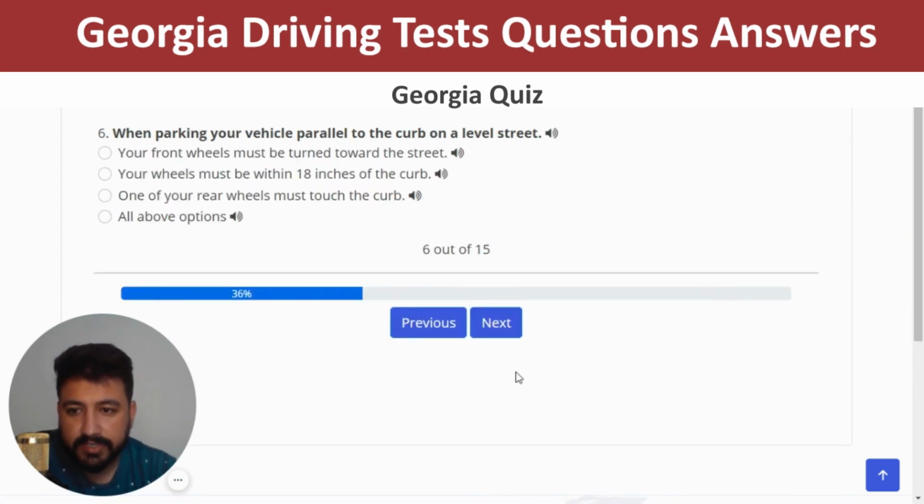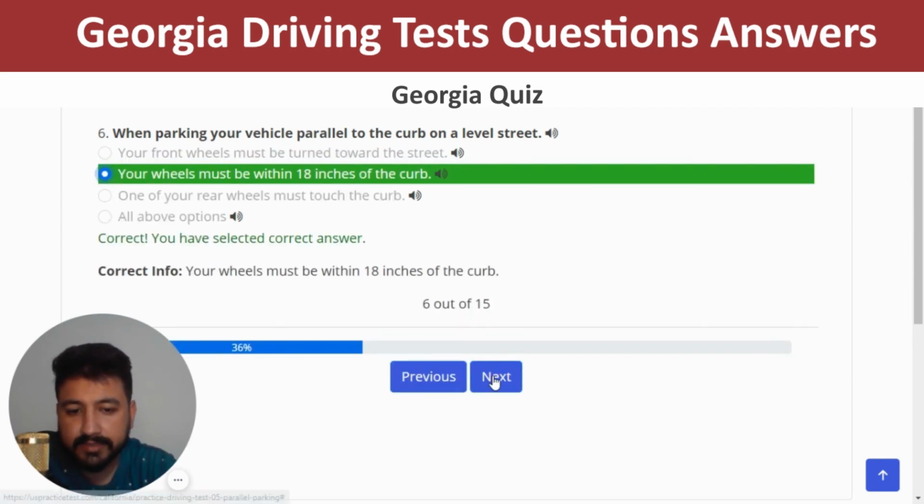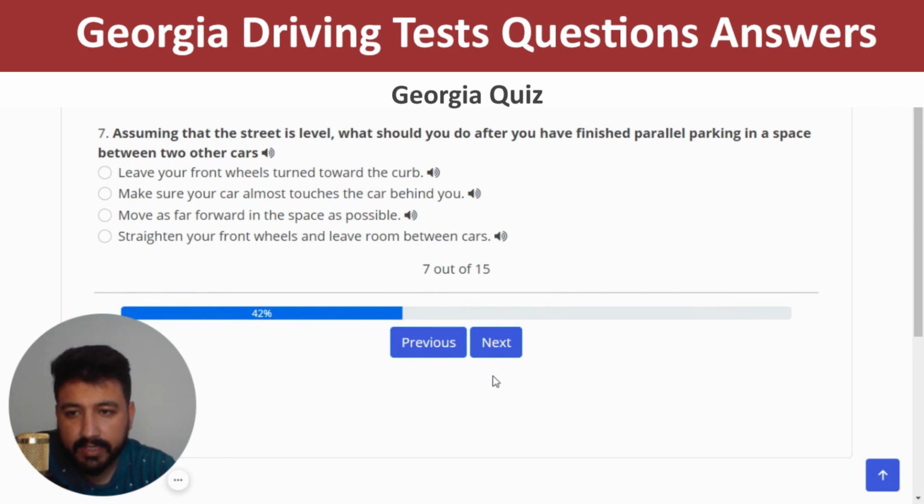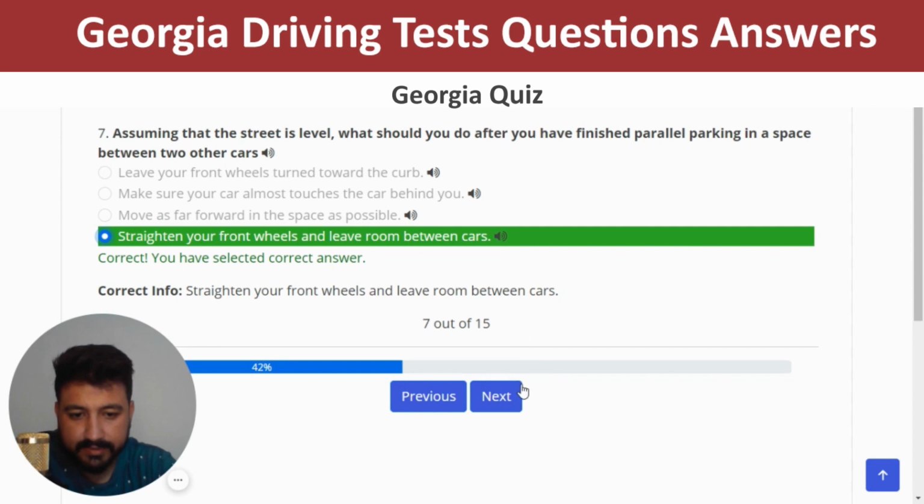Next. The sixth question is, when parking your vehicle parallel to the curb on a level street, the right answer of this question is your wheel must be within 18 inches of the curb, which is the second option, right? And next. The seventh question is, assuming that the street is level, what should you do after you have finished parallel parking in a space between two other cars? The right answer of this question is the last one, which is straighten your front wheels and leave room between cars. So I'm going to click on the last option and next.